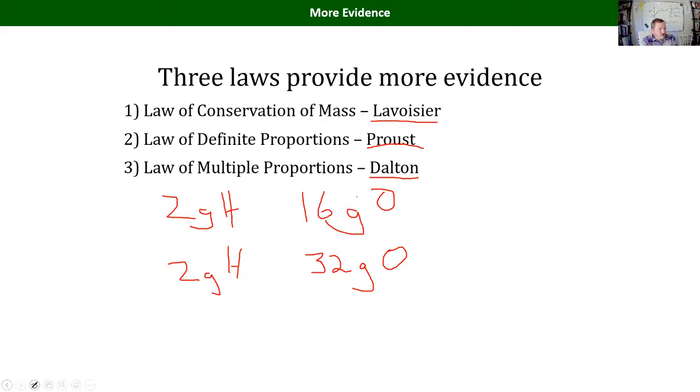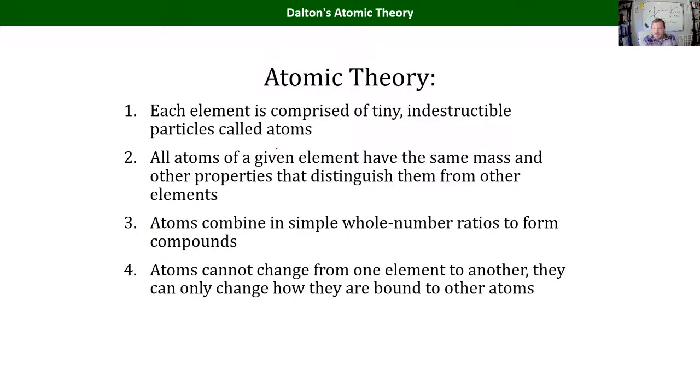So Dalton brought back Democritus's theory, and he formalized it more. The first atomic theory had four postulates. Every element is made up of tiny indestructible particles called atoms. All atoms of a given element have the same mass and other properties that distinguish them from other elements. So every oxygen atom is the same as every other oxygen atom, and other elements are different from oxygen and will never have the same properties as oxygen. The third piece is that atoms combine in simple whole number ratios to form compounds.